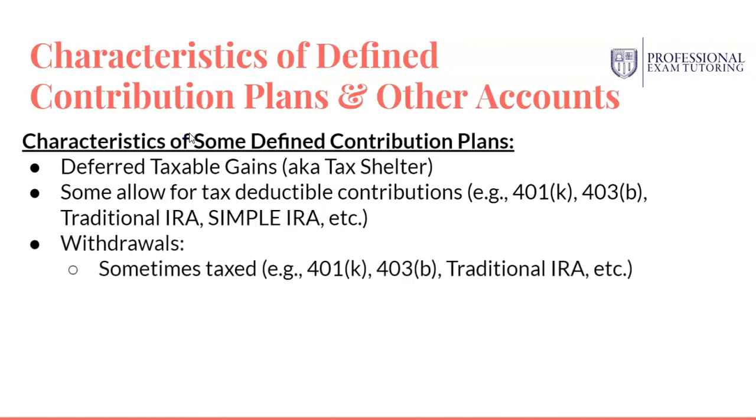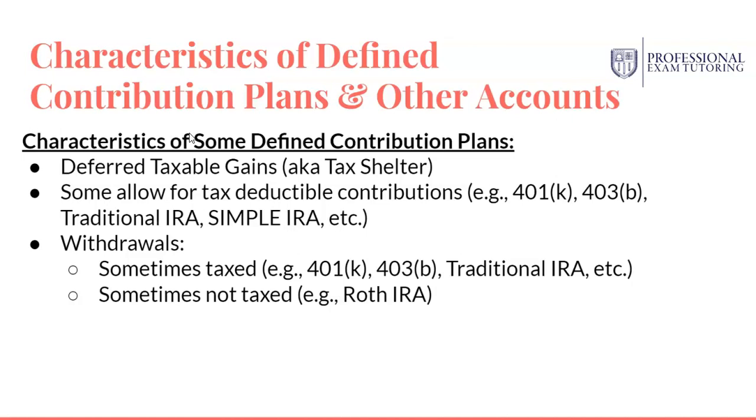Next, we'll talk about how some of the withdrawals work. So the withdrawals are sometimes taxed and sometimes not. So this is just purely memorization. You'll just have to know the difference between which accounts are taxed when the money is withdrawn and which are not. In this case, the Roth IRA is one of the main and only ones where there are absolutely no taxes when you withdraw, whereas 401ks, 403bs, traditional IRAs, the money is taxed when you withdraw.